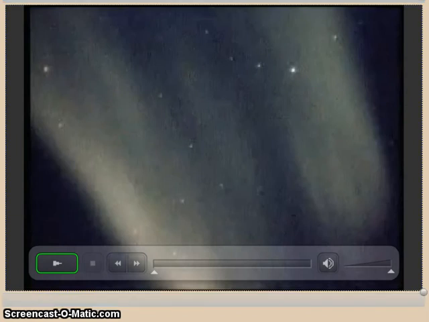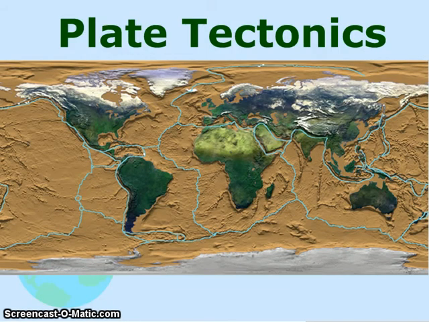Now I would like you to actually turn your sheet over. When you turn the page, you will see that there is a region that says plate tectonics. Let's take a moment to talk about plate tectonics. So we know that the Earth has a crust and a mantle, and we know that the mantle is fluid and moving with convection cells, and that those convection cells actually drive what's called plate tectonics.